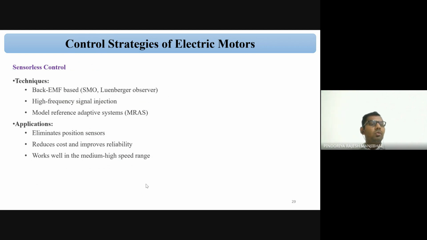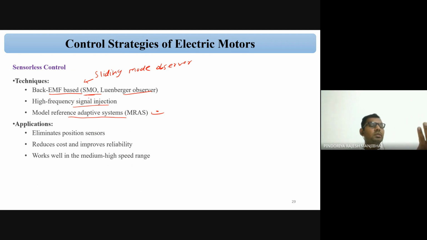Sensorless control algorithms are also possible. There is back EMF based, sliding mode observer, SMO is nothing but sliding mode observer, and Luenberger observer, high frequency signal injection, model reference adaptive system. I have a research paper on this method, sensorless, because it was part of my PhD work. I wrote the research paper on MRAS as well as the sliding mode observer.